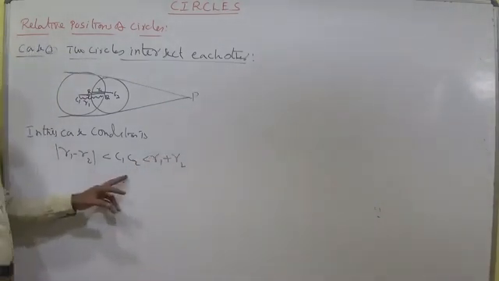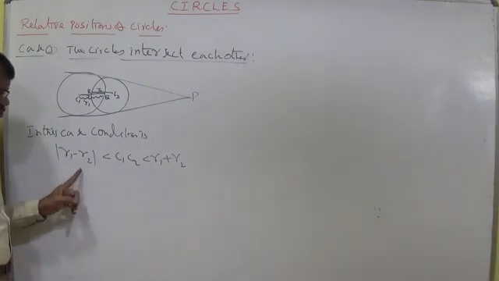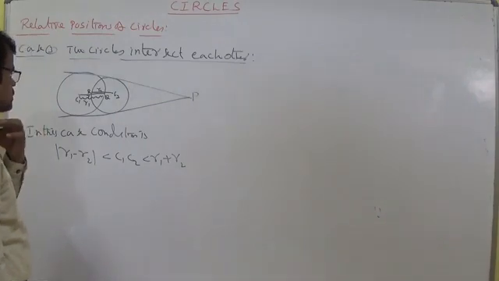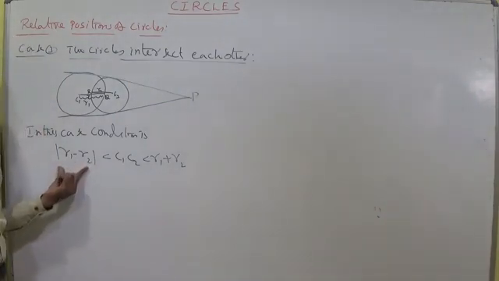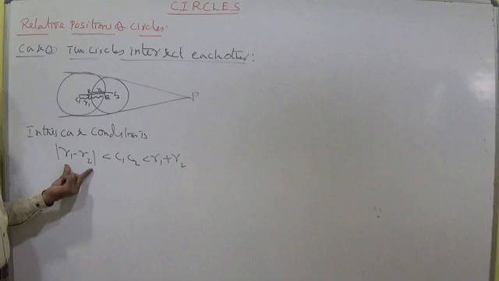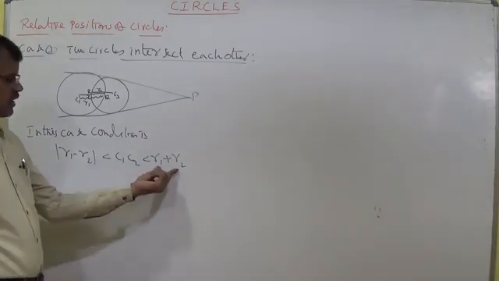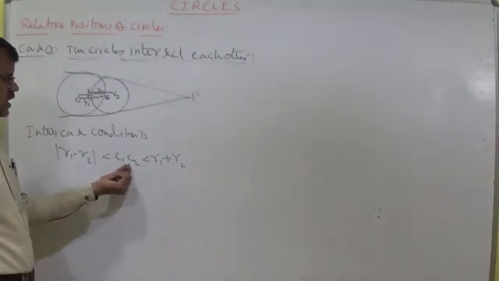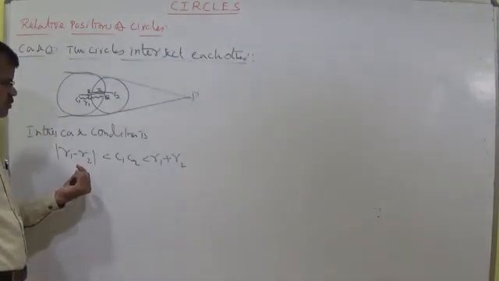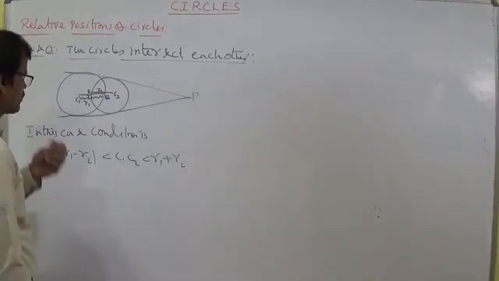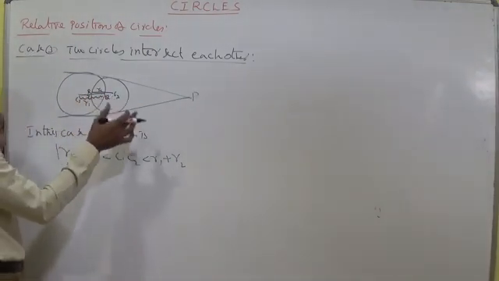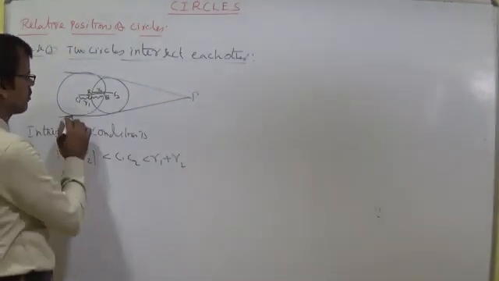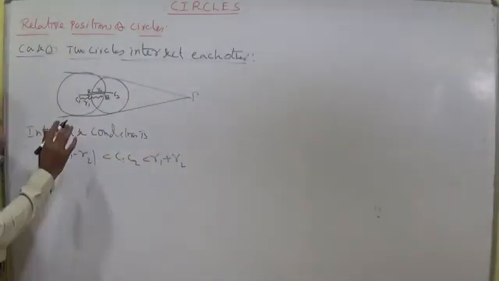Somebody used to say C1C2 less than R1 plus R2, but this one also you should remember. In IIT and objective also this is important. Modulus of R1 minus R2. That means the difference between the radii and the sum of radii, between them lies C1C2, the distance of the line joining centers. So here try to understand that C1C2 is less than R1 plus R2. The distance is more. It is clearly visible.